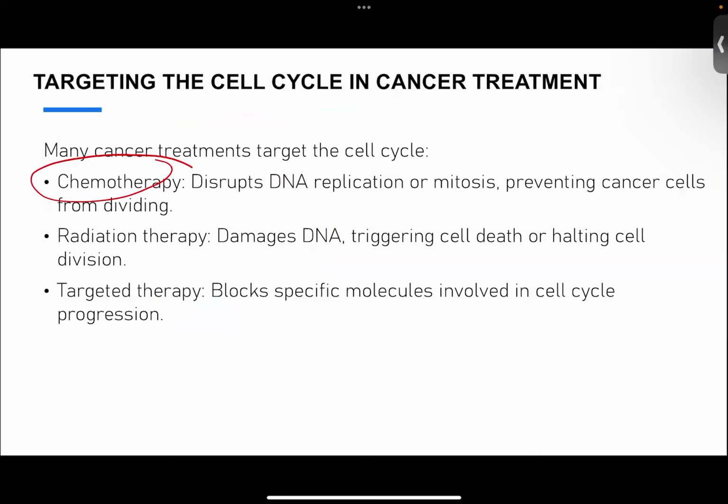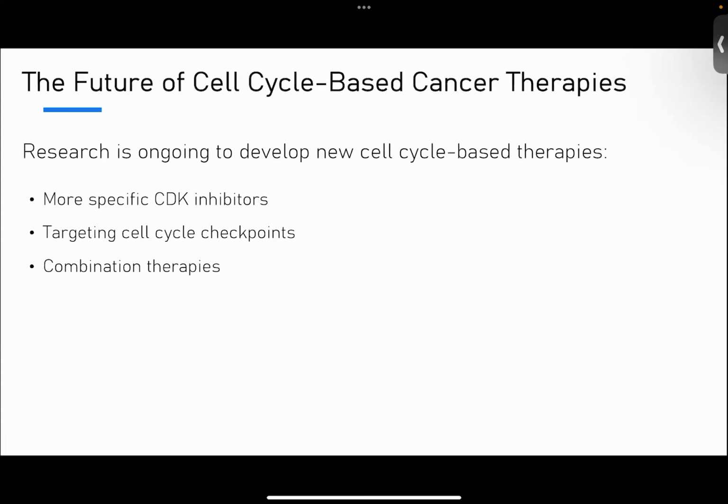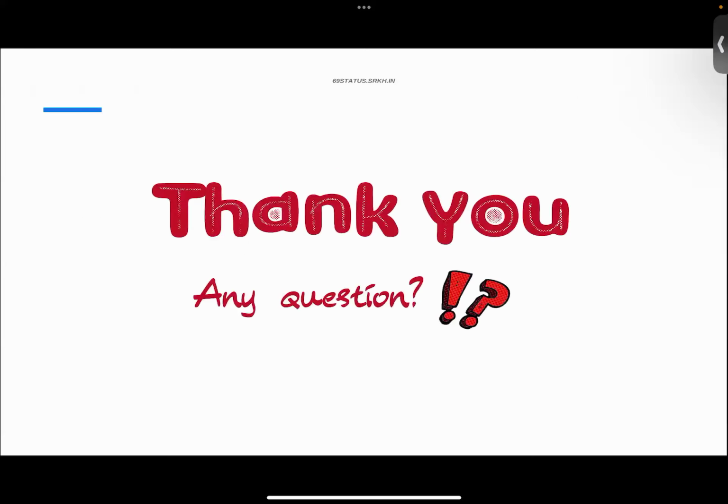So chemotherapy, what is chemotherapy? It disrupts DNA replication and mitosis, preventing the cancer cells from dividing. But what happens during chemotherapy? All dividing cells are damaged. Radiation therapy also serves, but targeted therapy will only target the cancer cells. It blocks specific molecules that are involved in cell cycle progression. This is the beauty of targeted therapy. The future of cell cycle based cancer therapy: more CDK inhibitors, which will avoid a lot of cell division happening, cell cycle checkpoints, and certain combination therapies.